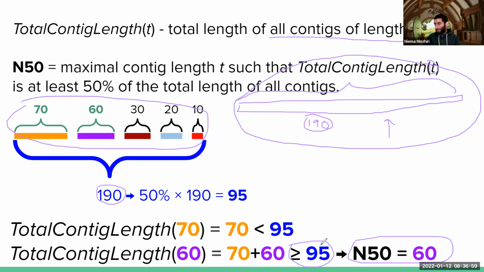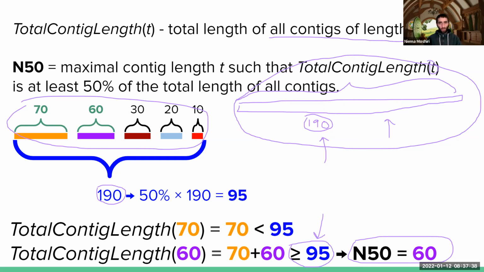190 is greater than 95. Therefore, that length is my N50. It's kind of weird, but in this optimal example, 190 is actually our N50. It's the largest length such that if you added up all the contigs greater than or equal to that length, it would be more than 95. But there's only one contig, so it itself. If that's not super clear, that's totally fine.